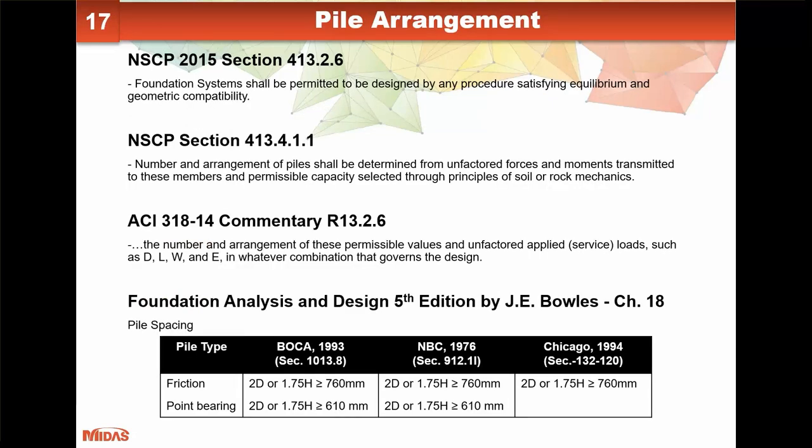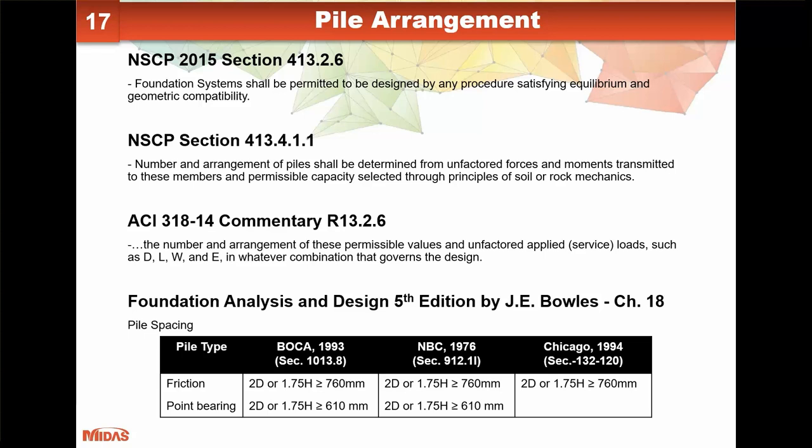For the pile arrangement, according to NSCP section 413.2.6, foundation systems shall be permitted to be designed by any procedure satisfying equilibrium and geometric compatibility. So you can use your engineering skills to determine the pile arrangement on your foundation. And also on NSCP section 413.4.1.1, number, and so this is what we discussed earlier. The number and arrangement of piles shall be determined from unfactored forces and moments transmitted to these members and permissible capacity selected through principles of soil or rock mechanics.